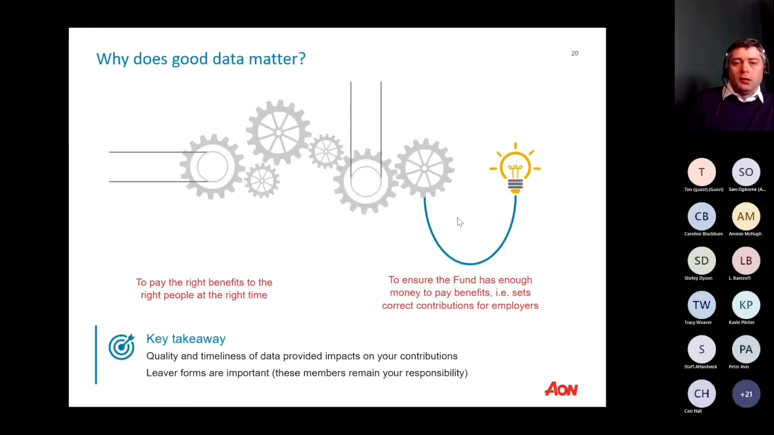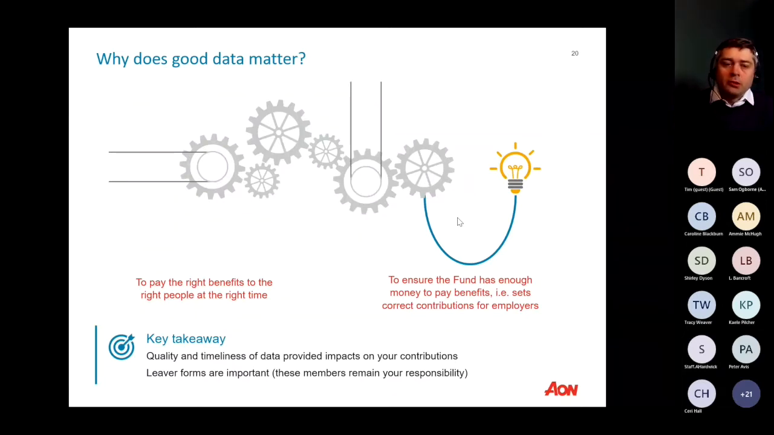Thank you, Alison. By providing accurate and timely data, you ensure that the right benefits are paid to the right people, and also that we, the actuaries, are provided with the correct data for our valuation. That enables us to calculate the correct amount of money to be set aside to pay for all these benefits promised to members. And that in turn results in us setting the correct contribution for all the employers, and that affects you.